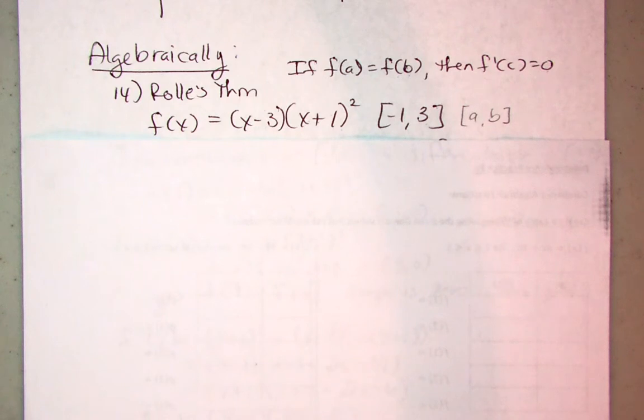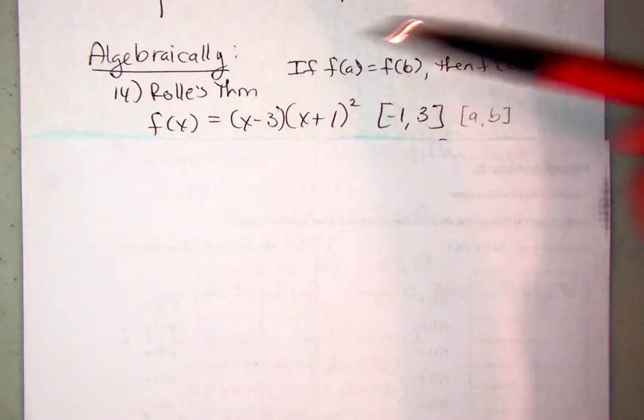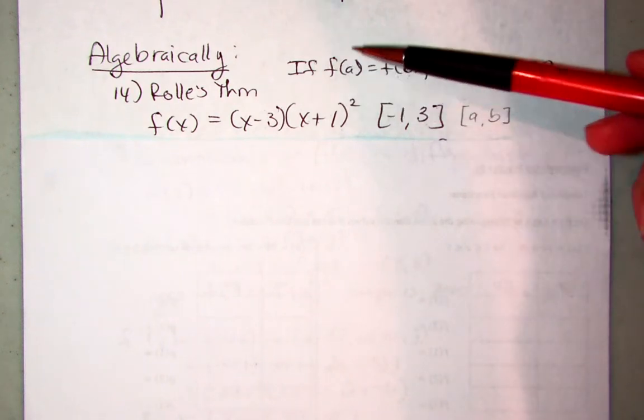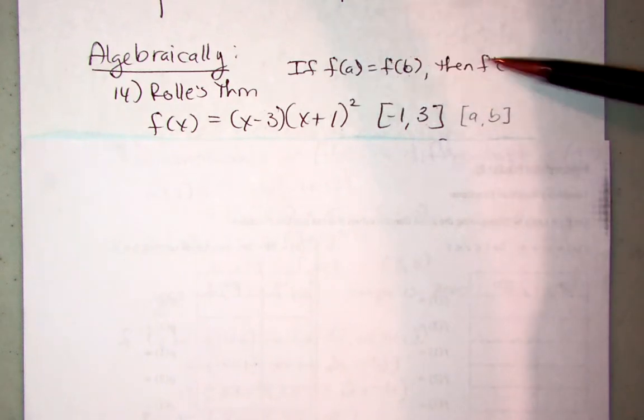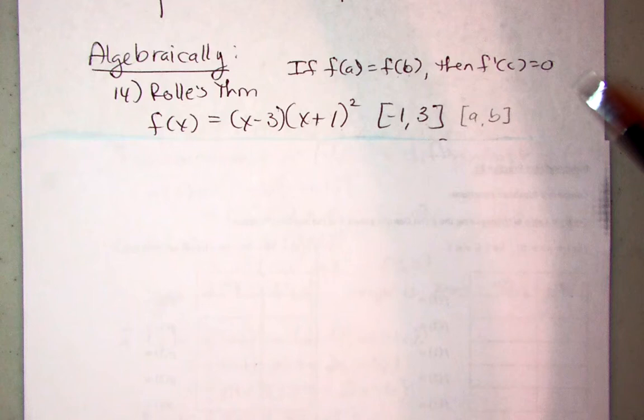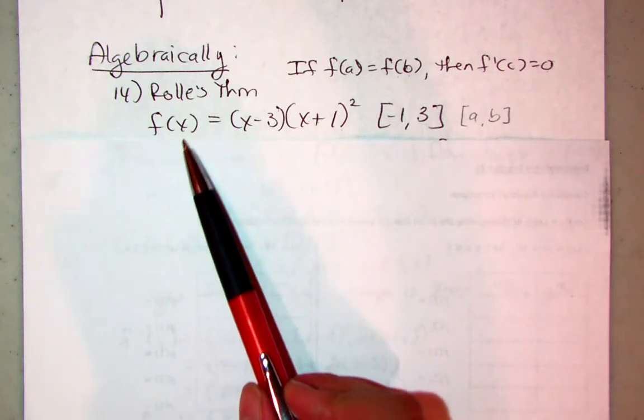So in 13 through, let's see, what was the homework again? 13 through 19 odd, we're going to use Rolle's theorem. So if f of a equals f of b, then there is a c where the first derivative, or the slope of the tangent line at c, is equal to 0.